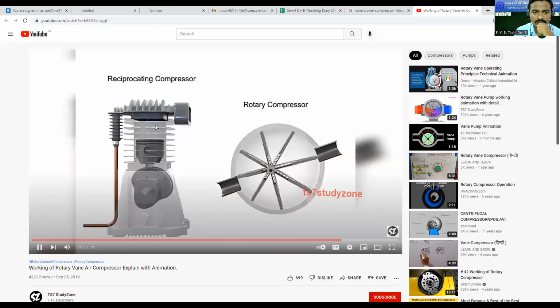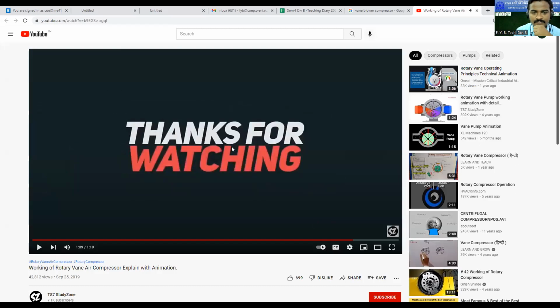In parallel, you can see the reciprocating compressor also. I hope at least through this video, you might have understood the working of the vane blower. Did you understand? Yes, sir. Okay, so you can also watch videos. Just simply Google search root blower, vane blower, reciprocating compressor, and you can watch the videos for better understanding and clarity about the working of a vane blower and root blower. So we'll move to the next part.